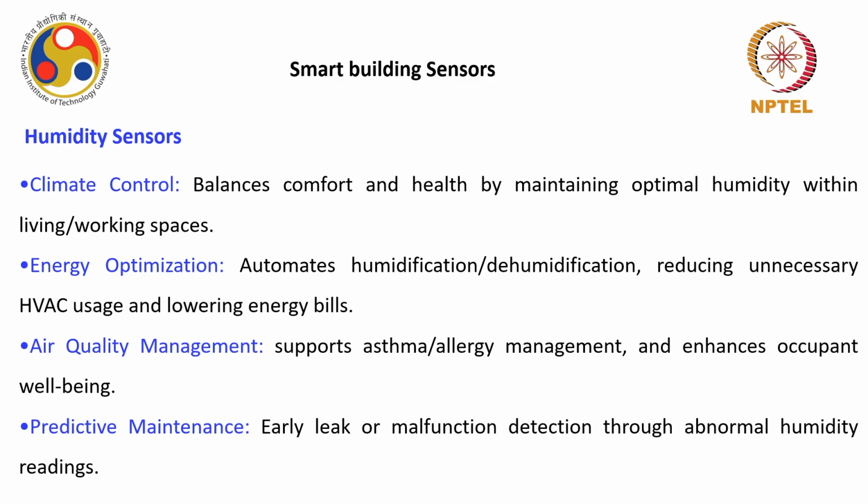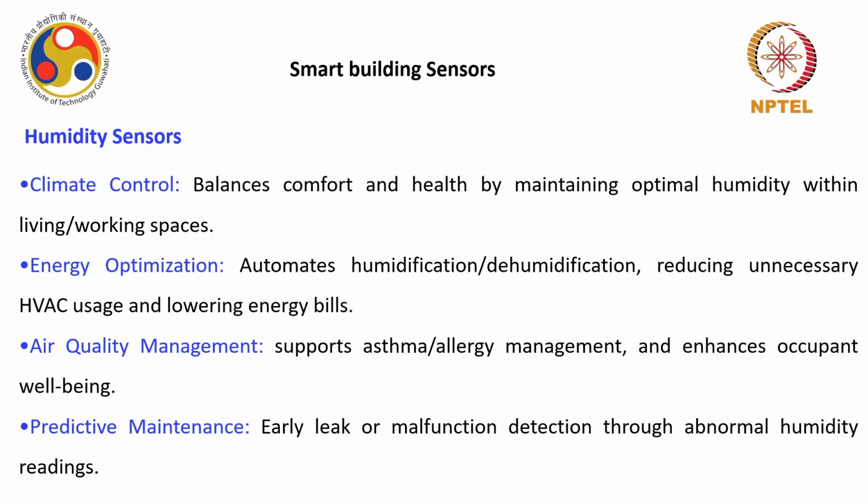Okay. Similarly, with the temperature sensor, we have humidity sensors. Humidity sensors, we know, are used for monitoring humidity, but the role of humidity inside a smart building is enormous. The humidity sensors help in climate control by balancing the comfort and health of the occupants by maintaining optimal humidity conditions inside a living area. It also helps in energy optimization by automating the humidification and dehumidification inside the built area, reducing unnecessary HVAC use and lowering energy consumption.